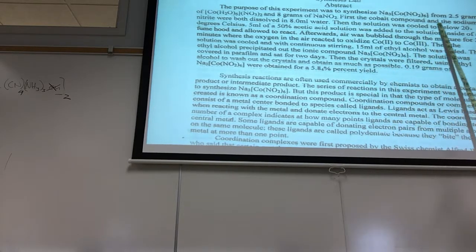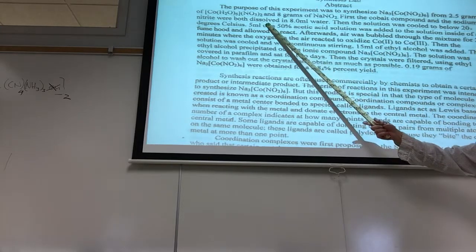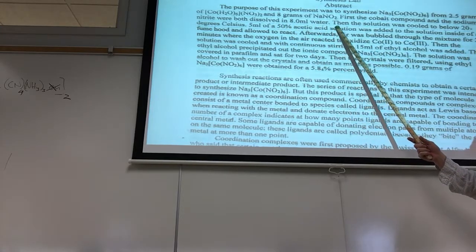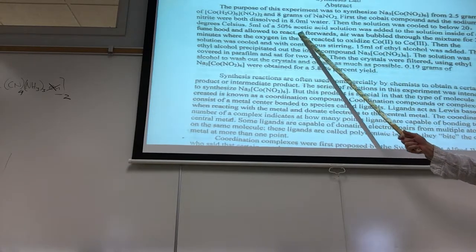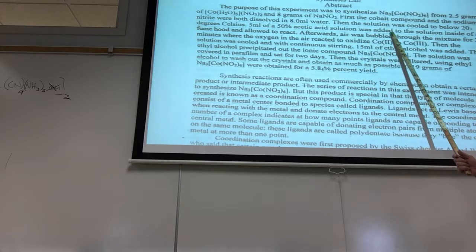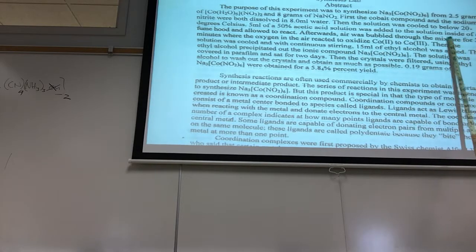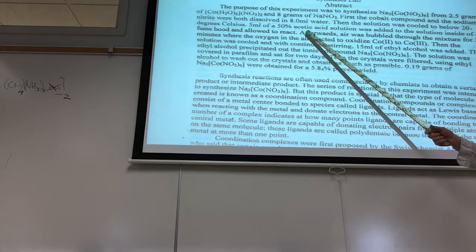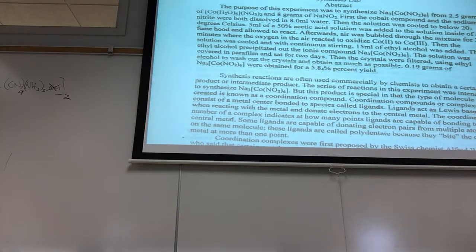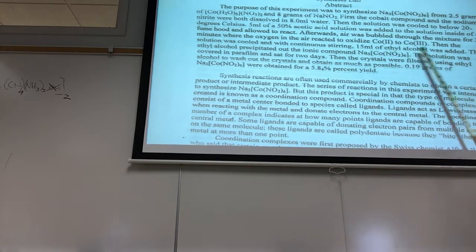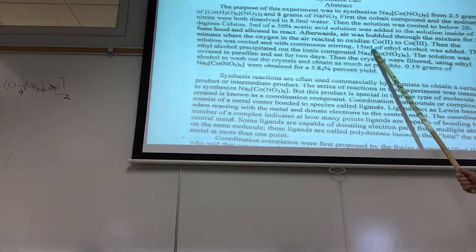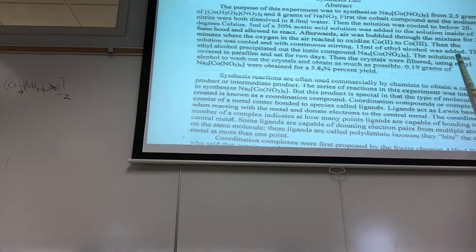First, the cobalt compound and the sodium nitrite were both dissolved in 8.0 milliliters of water. Then the solution was cooled to below 20 degrees Celsius. 5 milliliters of 50% acetic acid solution was added to the solution inside of a fume hood and allowed to react. Afterwards, air was bubbled through the mixture for 30 minutes where the oxygen in the air reacted to oxidize cobalt 2 to cobalt 3. Then the solution was cooled, and with continuous stirring, 15 milliliters of ethyl alcohol was added.